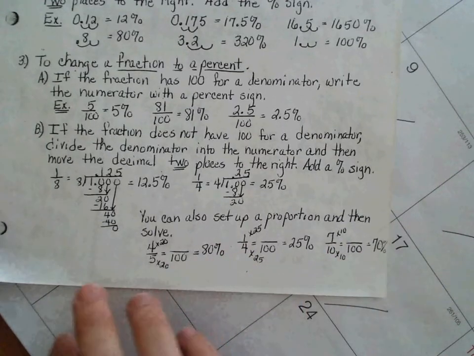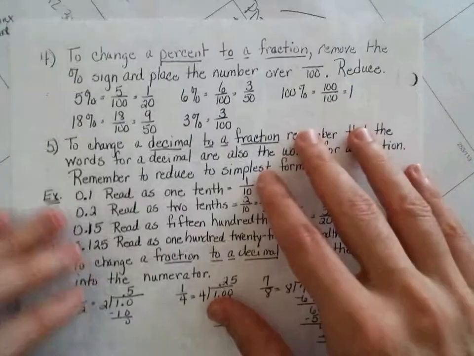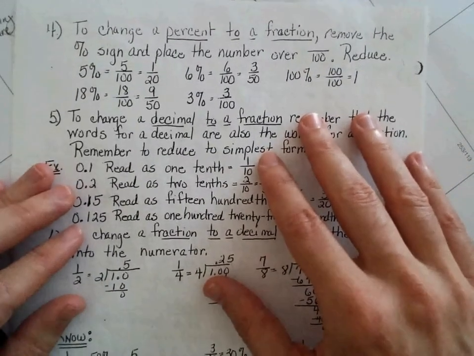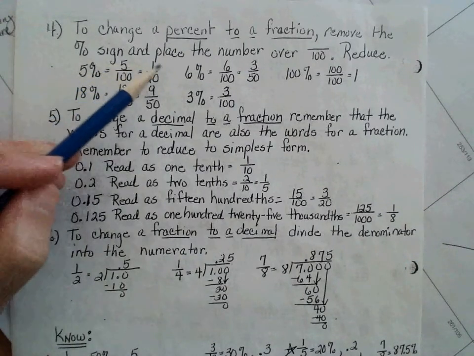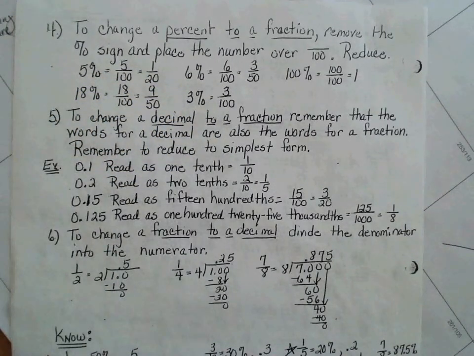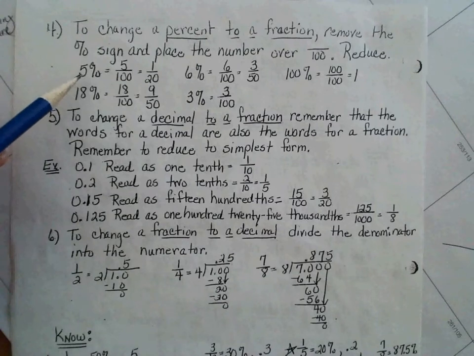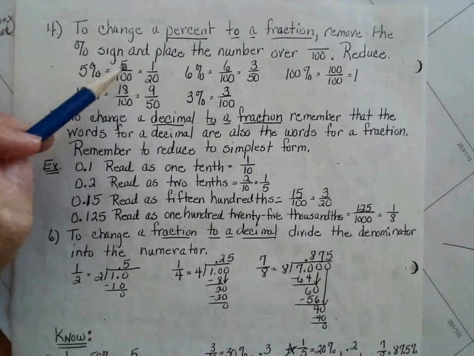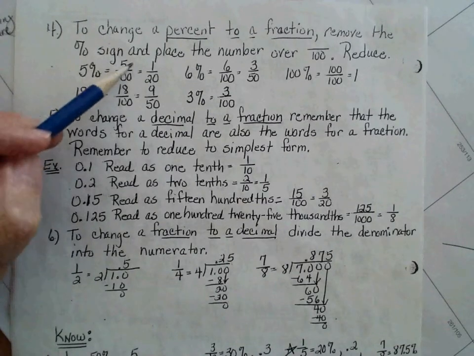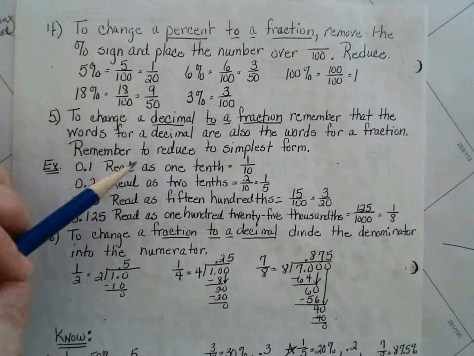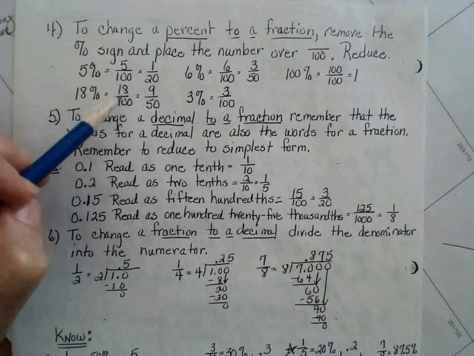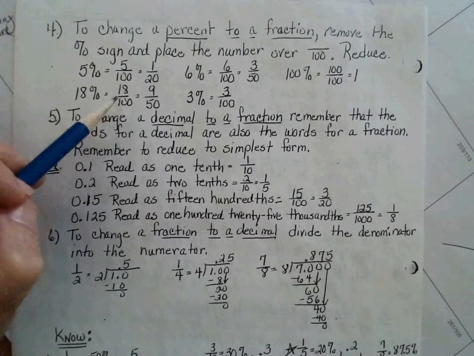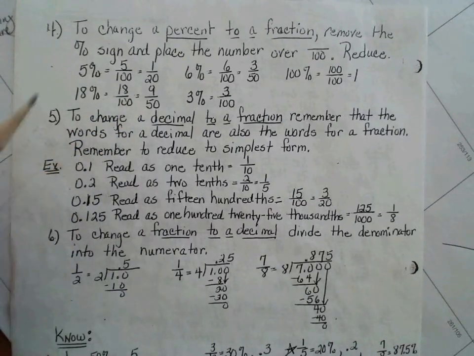Now let's go the other way: start at a percent and get to a fraction. So that's what this is right here. If you start with a percent and go to a fraction, remove the percent sign and place the number over 100 and then reduce if possible. So here, you got 5%, put the 5 over 100 and just come back in and reduce. We can reduce by dividing by 5 on top and bottom to get down to 1/20. Same thing for 18%, put the 18 over 100. We can reduce by dividing by 2 on top and bottom to get down to 9/50.